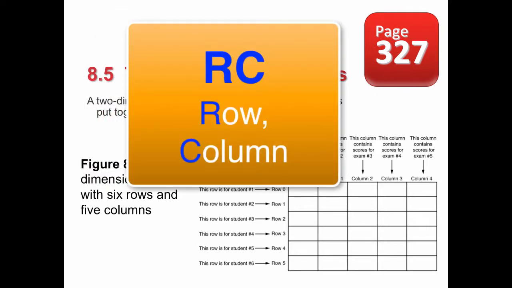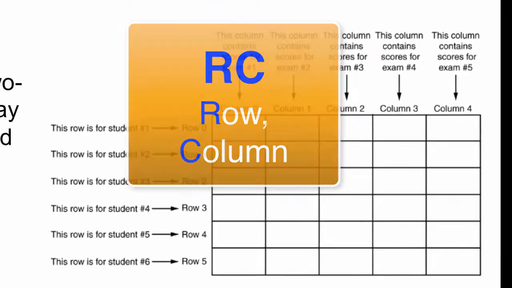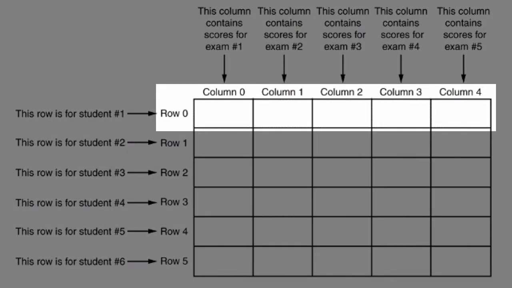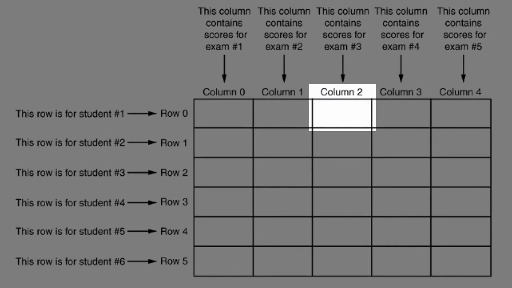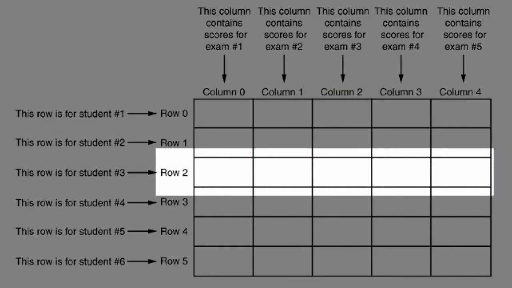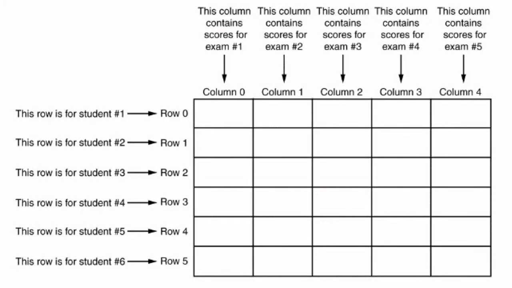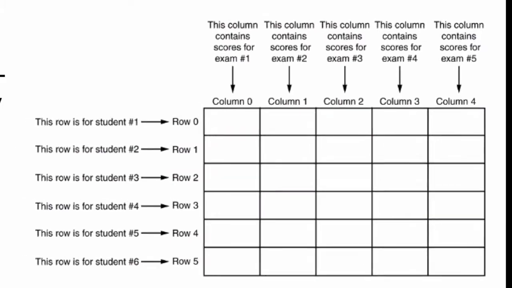So I'm going to actually number the rows first. So I'm going to say row 0, position 2 would be this particular element. And row 2, position or element 3 would be this particular element. So at that point, you always start with the rows and then go to the columns.